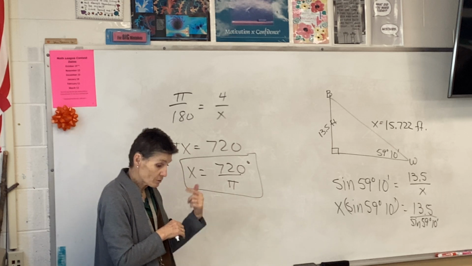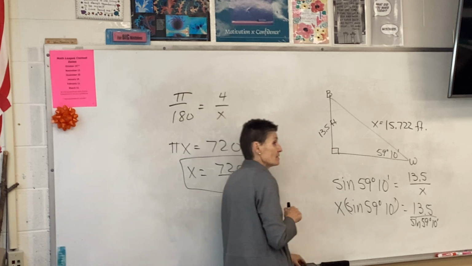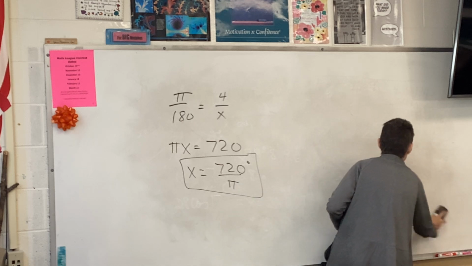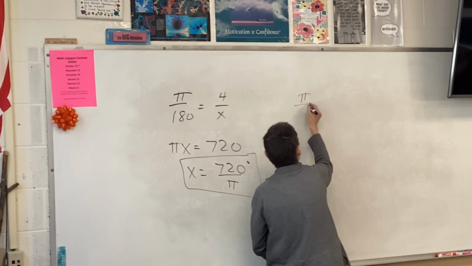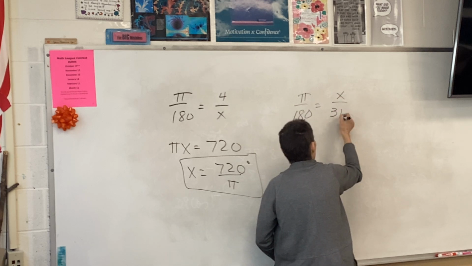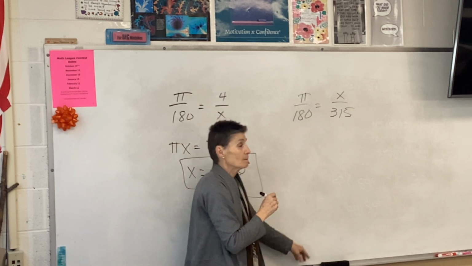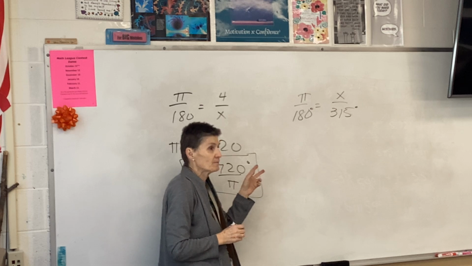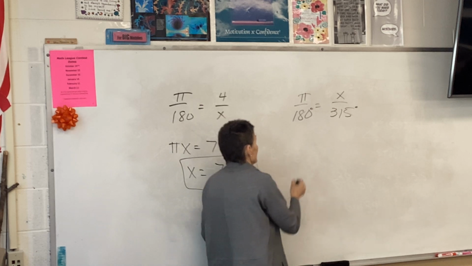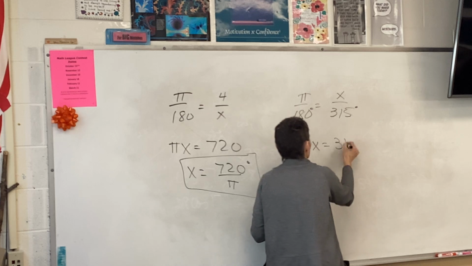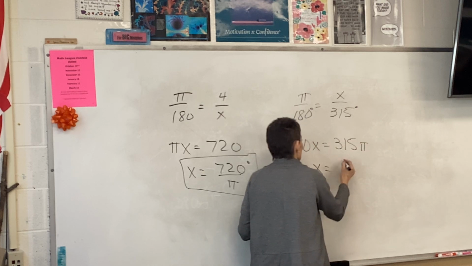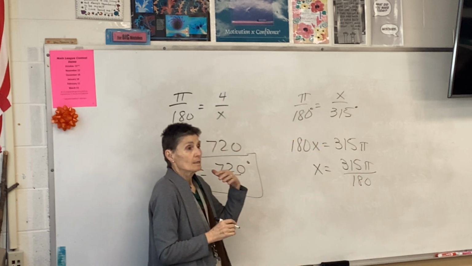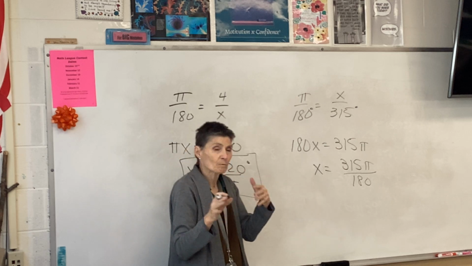Now, as it turns out, isn't number 5 the same thing? Degrees are 180. So pi over 180 again equals x over 315 this time, because that's 180 degrees, and this is, excuse me, 315 degrees. So 180x equals 315 pi, so x is 315 pi over 180. Now, a lot of times we can cancel out zeros and stuff. We can't do that this time.